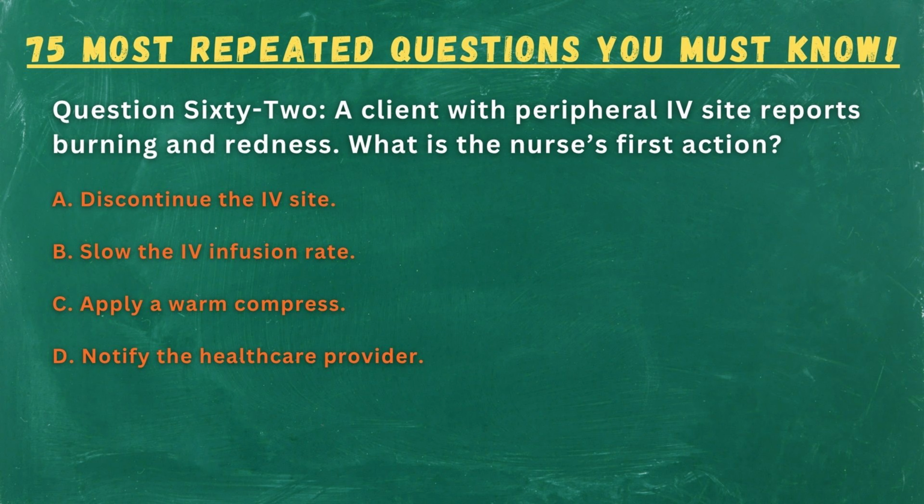Question 62. A client with peripheral IV reports burning and redness. What is the nurse's first action? A. Discontinue the IV. B. Slow the infusion rate. C. Apply a warm compress. D. Notify the healthcare provider. Answer: A. Discontinue the IV.